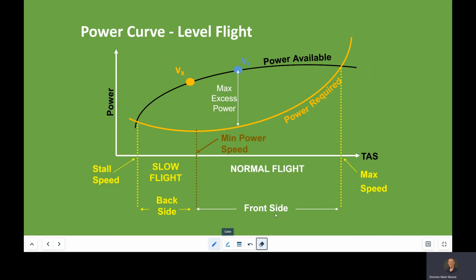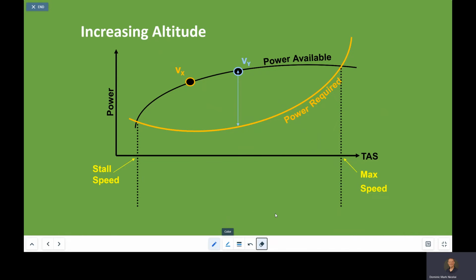All right, so what happens if we were to increase our altitude? We're going to start with our basic baseline curves here. One thing we know is we go up in altitude, I have fewer air molecules to work with, so my power that's available has reduced. So not as much power is available anymore. I still got my 3,000-pound airplane. I still need about 3,000 pounds of lift to make it fly.